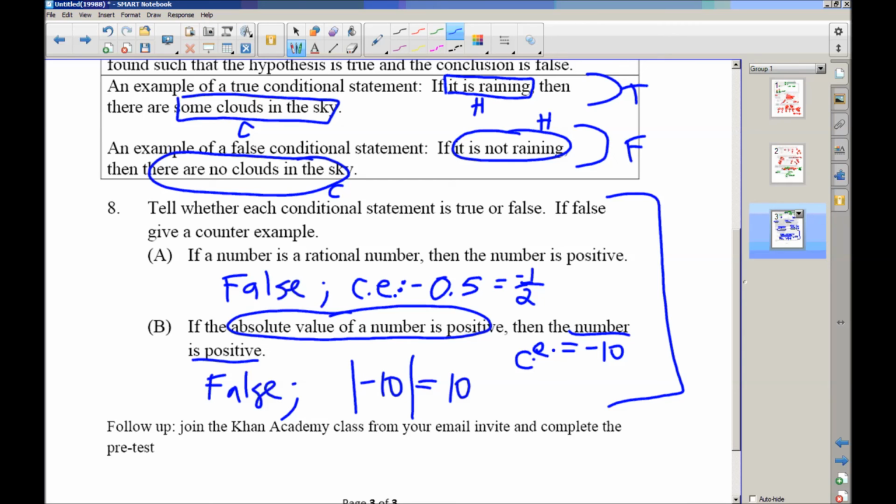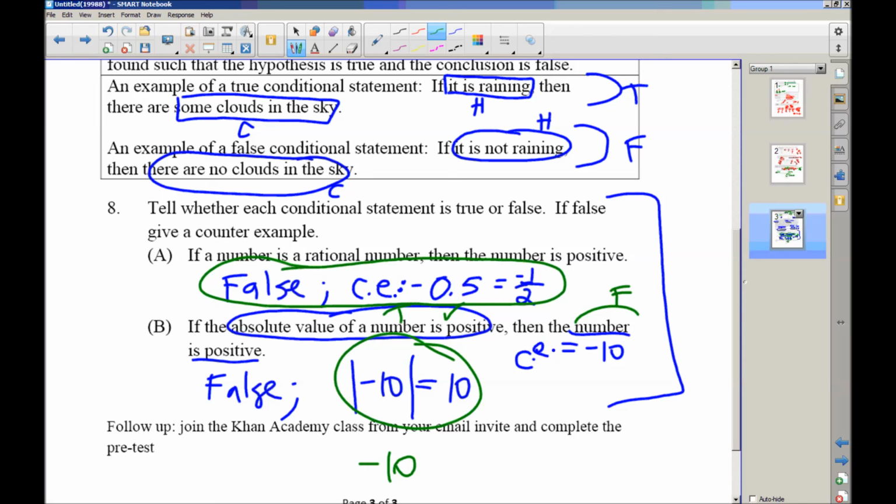It has an absolute value that is positive. That's this part. However, the number itself is negative 10, which is not positive. So I have a counterexample. I thought of something that made the hypothesis true and the conclusion false, and that's what we want to happen. If we can think of anything that makes the hypothesis true and the conclusion false, then we know the whole thing is a false statement. So here's my false statement with a counterexample of negative 1/2, or negative 0.5. And here is my false statement with a counterexample of negative 10.